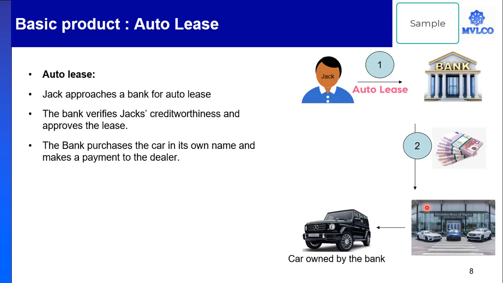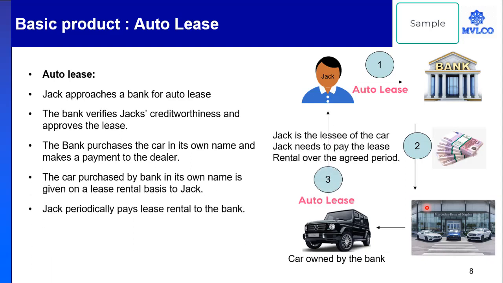Then in this scenario, you are going to buy the vehicle in your own name, not in my name. So, I am not going to be the owner of that vehicle. I will be leasing that vehicle from you. Then you give that vehicle to me on a rental basis. Once you give that vehicle to me on a rental basis, I become the lessee, the party who is renting it. You become the lessor, the party who is renting it out to somebody else. I agree to pay you the rental over the agreed period. It could be maybe 1 year, 2 years, 3 years, whatever is the understanding between both of us.